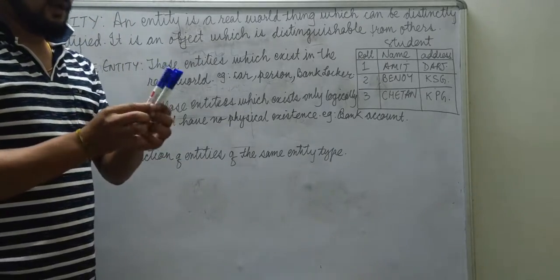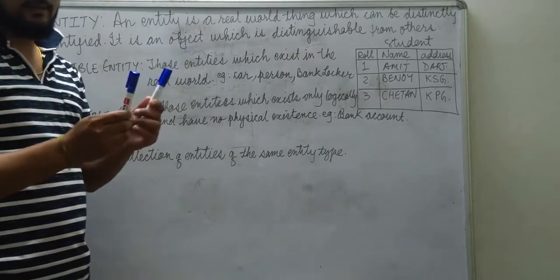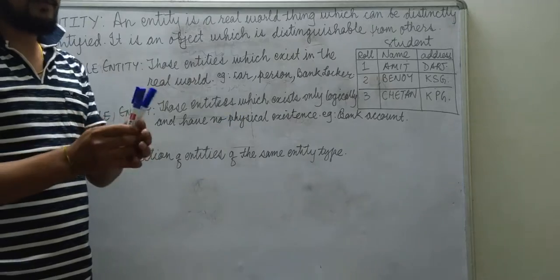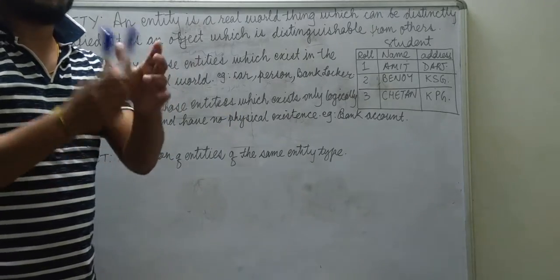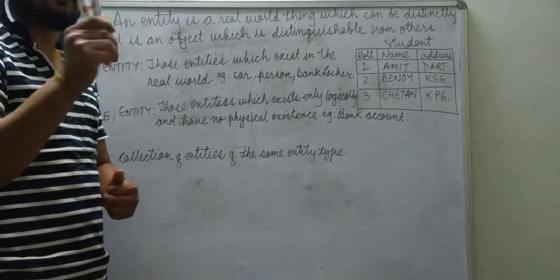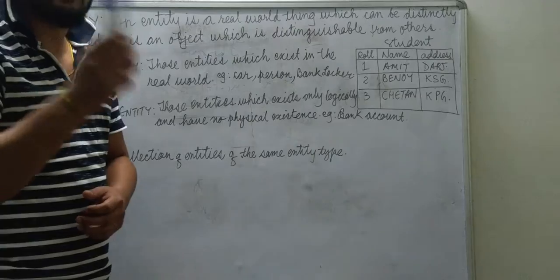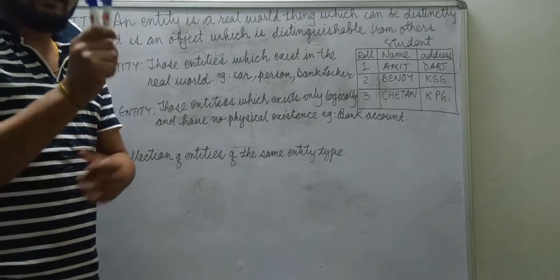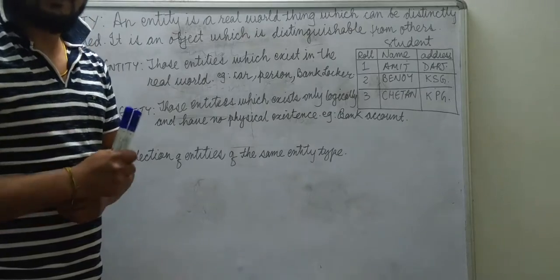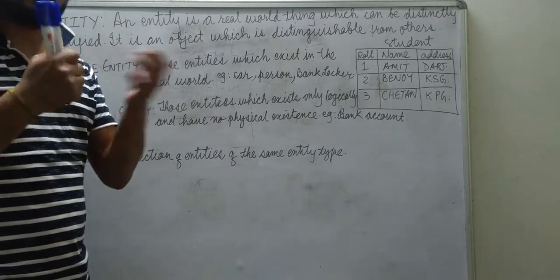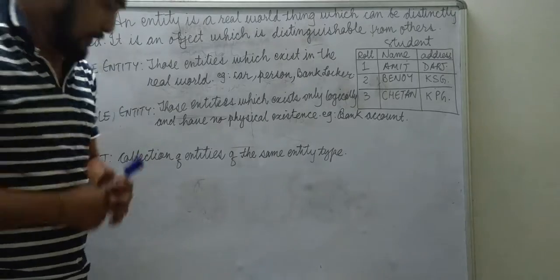Now if I keep these two markers, which marker did I write with first? One marker I have written with, and one I have not. If I mix them, can you tell which marker I wrote with and which I did not? So we cannot distinguish. This object cannot be treated as an entity. What should an entity have? The object should be identified.